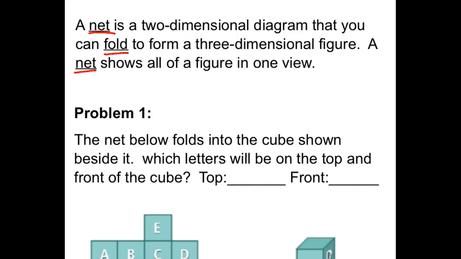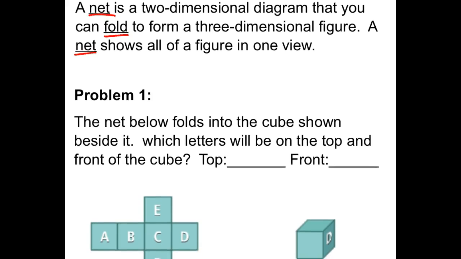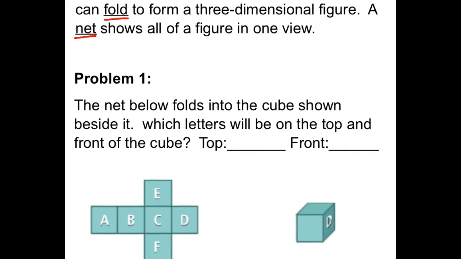So here we have a net and a cube. It says the net below folds into the cube shown beside it. Which letters will be on the top and front of the cube? We can see every single face on the net is labeled, but on the cube we only have one face labeled, and that face is extremely important. It's a D, and it's a regular D, how it's all labeled. So you want to find out where that D is in the net. There you go. And we're trying to find the top and the front.